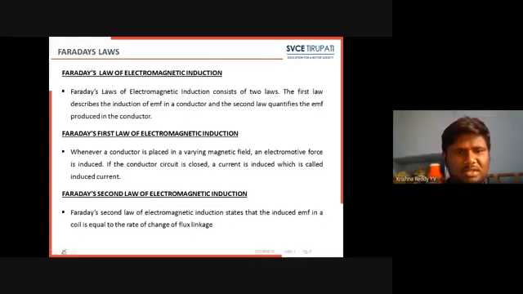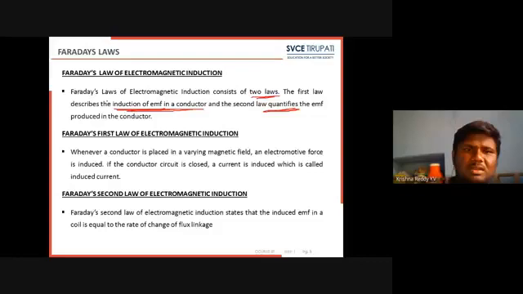First of all, what is Faraday's law? Faraday's law consists of two laws. The first law describes how EMF is induced in a conductor, and the second law quantifies the EMF produced in the conductor. The first law gives how the EMF is produced, and the second law gives how much EMF is induced in that conductor.